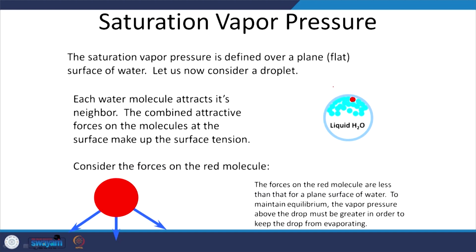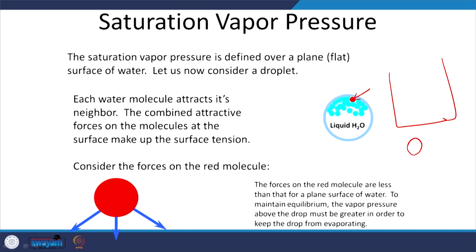Now, let us see the same situation in a droplet. You do not have a beaker in which you have kept the water, rather you have a droplet in which there are many molecules. Now let us consider one molecule. Again, our target is this red molecule. The saturation vapor pressure that we defined was with respect to the plane surface of water.